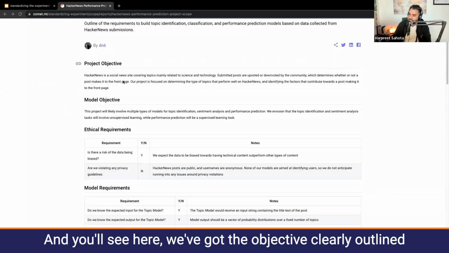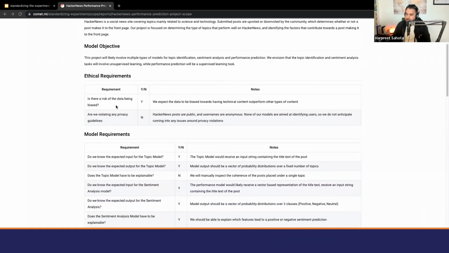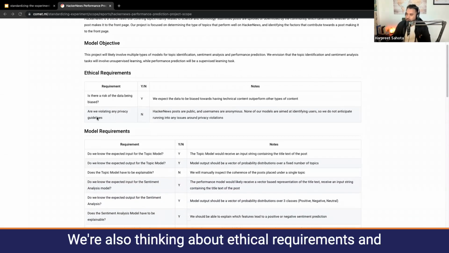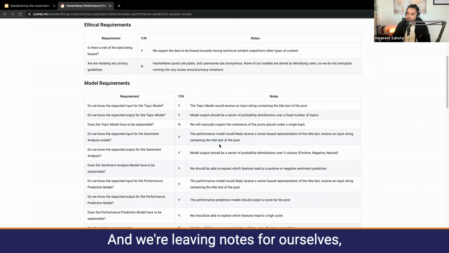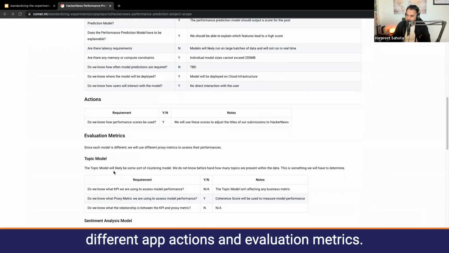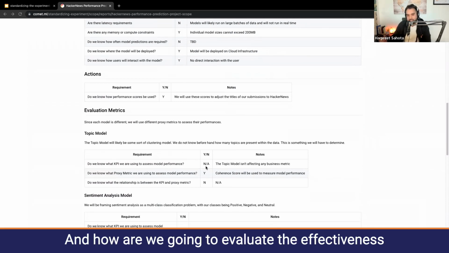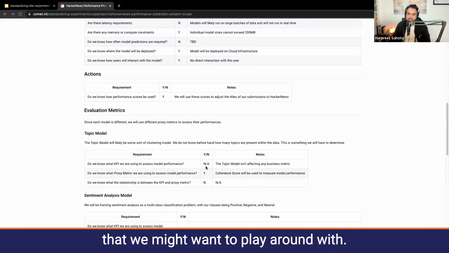And you'll see here we've got the objective clearly outlined. We've got the model objective clearly outlined as well. We're also thinking about ethical requirements, and we're thinking about model requirements as well. And we're leaving notes for ourselves, different actions and evaluation metrics, and how we're going to evaluate the effectiveness of each one of these different types of models that we might want to play around with.